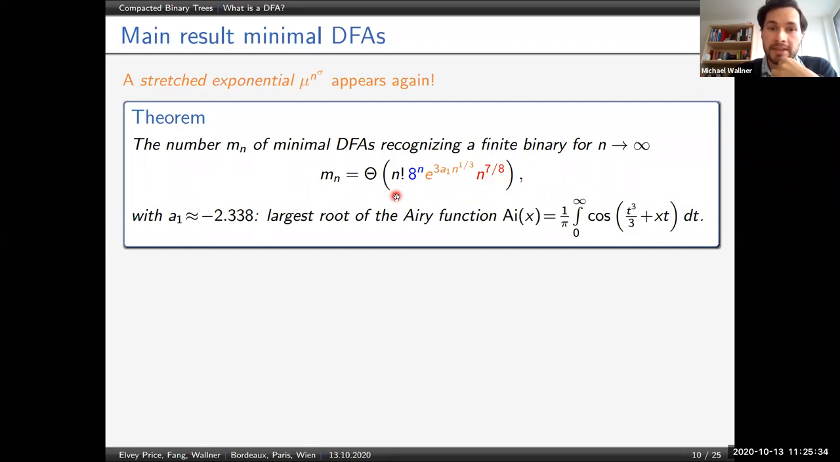We see again the n factorial, we see an exponential growth of 8 to the n. All that makes sense because we have binary, and then we have for every state the possibility to be accepting or not. So this gives you a 2 to the 3, the 8. We see the same stretched exponential. This is a bit mysterious, and I'll motivate why it appears afterwards. And we see explicitly as well the polynomial term.